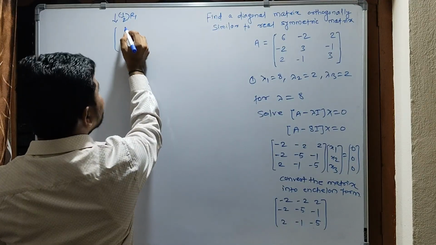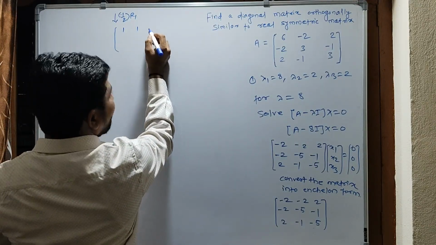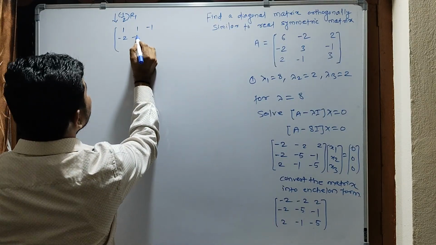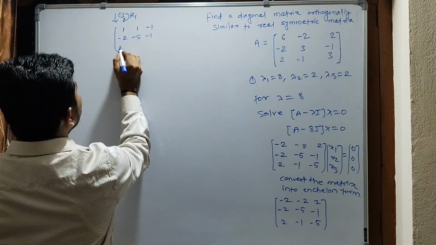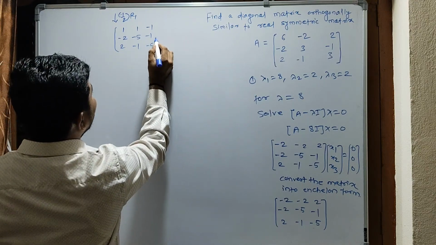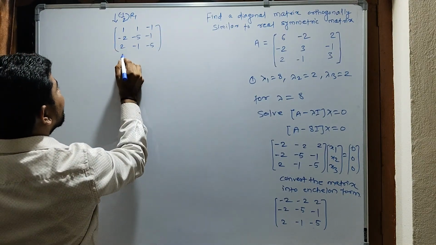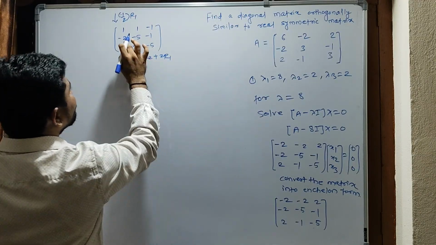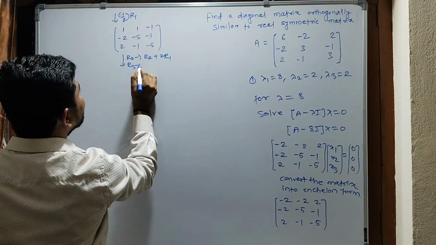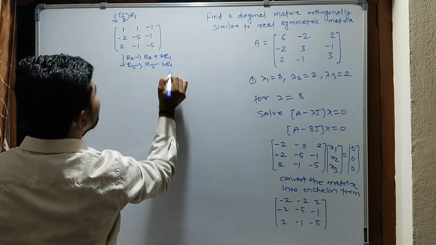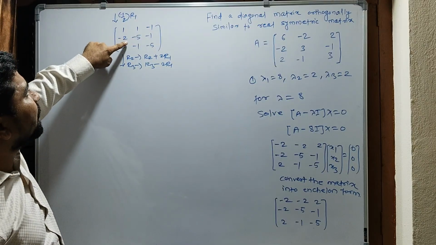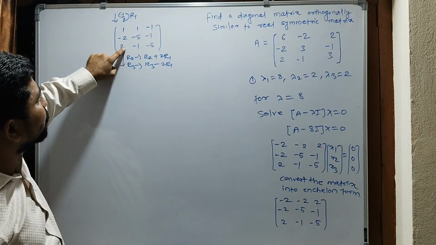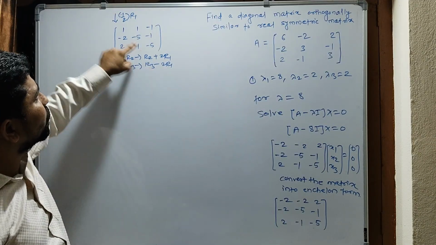So here I got the matrix, that is 1, 1, minus 1. This is minus 2, minus 5, and this is 1, minus 1. Here 2, minus 1, and this is minus 5. Now R2 changes to R2 plus 2 times R1. So minus 2 plus 2 gets 0. R3 changes to R3 minus 2 times R1. I want to make this 2 also 0, that is 2 minus 2 times R1, that is 0.